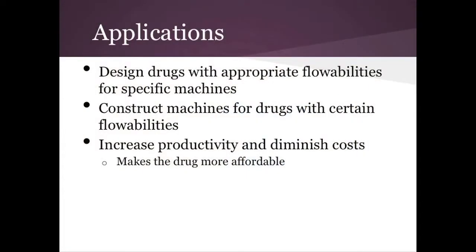There's a variety of applications for our research in the pharmaceutical industry. You can both design drugs with appropriate flowabilities for specific machines, as well as design machines for drugs with specific flowabilities. And this can help optimize the manufacturing process of drug products. Also, we can save costs by using a substitute instead of an API, like we did with confectioner sugar in place of acetaminophen, because a lot of API can be very expensive in large quantities. And saving the costs in the research and development stage can overall lead to increased productivity and diminish the costs, which makes the drug more affordable and accessible for consumers.